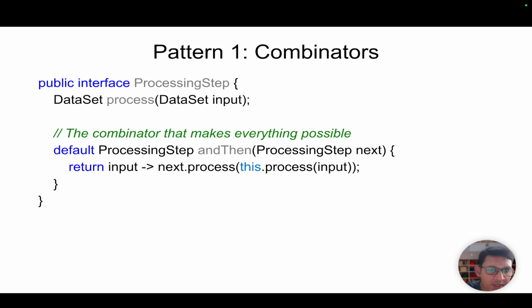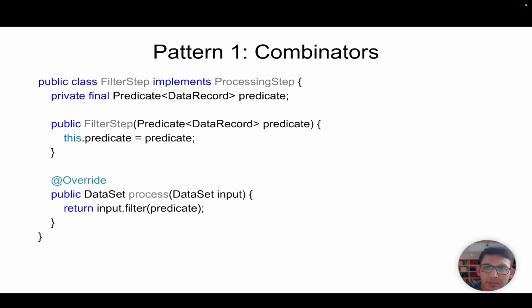Now let me show you how this enables flexible composition. Here's our filter step implementation. Notice how simple this is. We store a predicate, a function that tests whether a record should be kept or not. In the process method, we're calling filter on the input dataset with our predicate. All of the complexity of how filtering works is hidden inside the dataset's filter method.